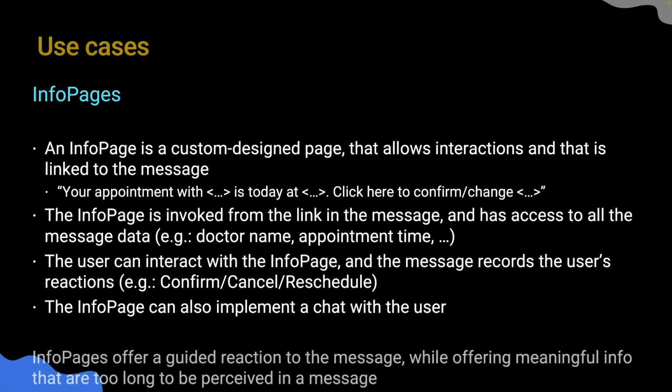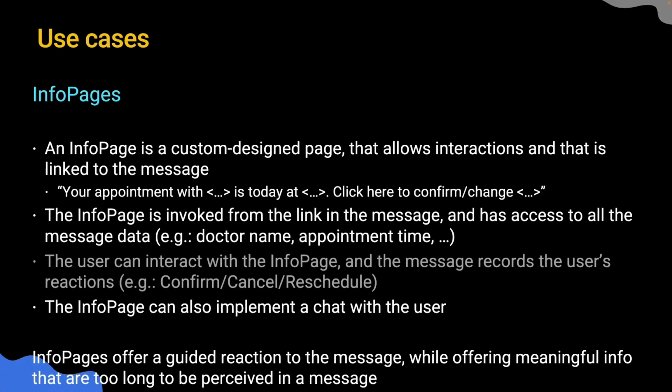Another use case is info page. An info page is a custom designed page that allows interaction and it is linked to the message. The info page is invoked from the link in the message and has access to all the message data, for example, doctor name, appointment time, and so on. The user can interact with the info page and the message records the user's interaction, for example, confirm or cancel or reschedule. The info page can also implement a chat with the user. Info pages offer a guided reaction to the message, while offering meaningful info that is too long to be perceived in the message.